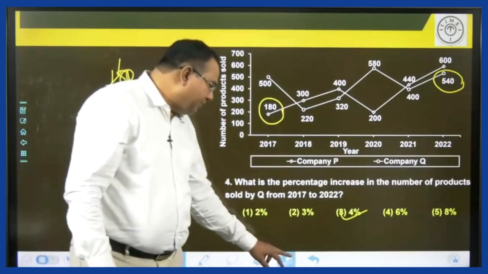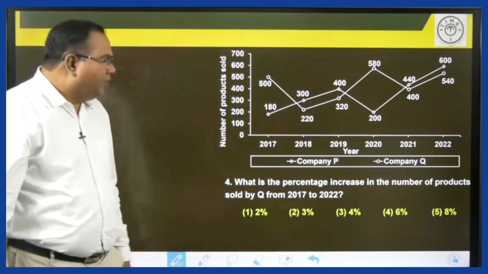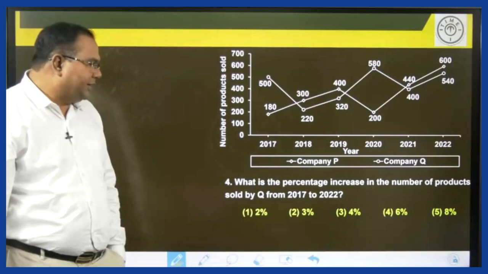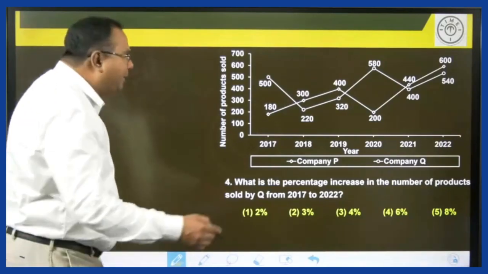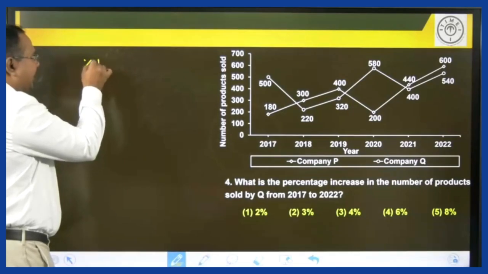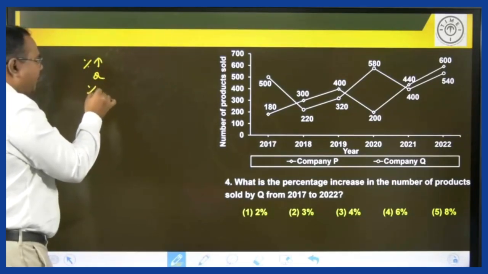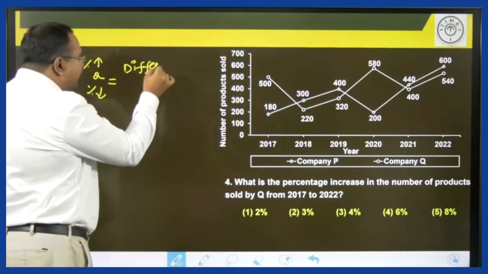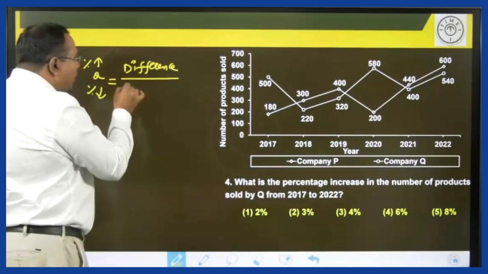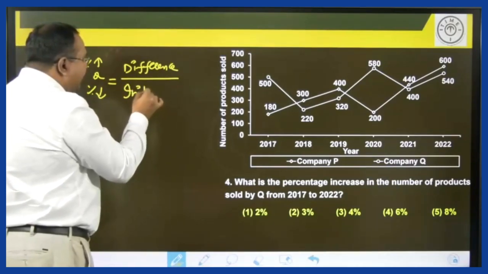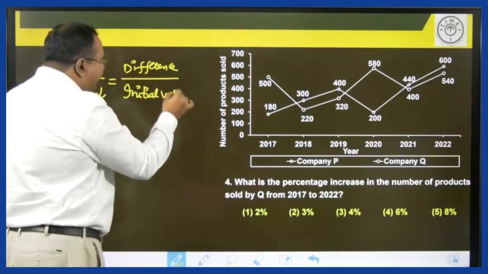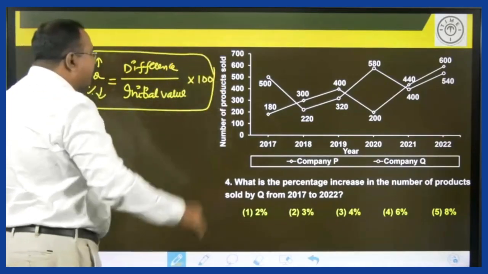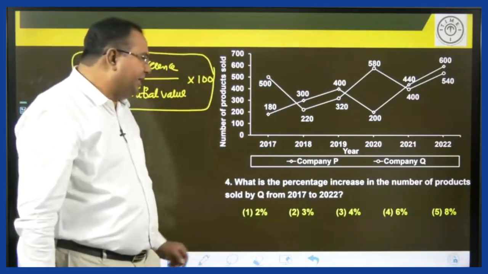Next question, students. Question number 4 on your screen. What is the percentage increase in number of products sold by Q from 2017 to 2022? How do you get percentage increase or percentage decrease? What is the formula, students? Difference upon initial value into 100. What do you mean by initial value? Starting value, the base value. The value from which any number has increased or value from which any number has decreased. That is called initial value.